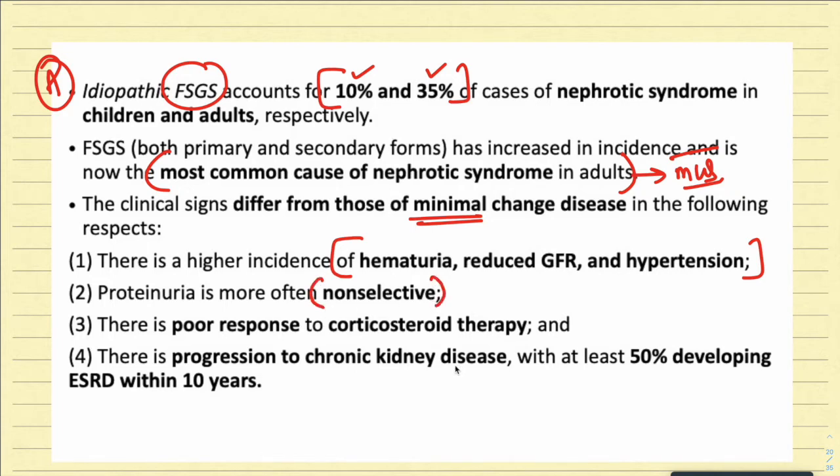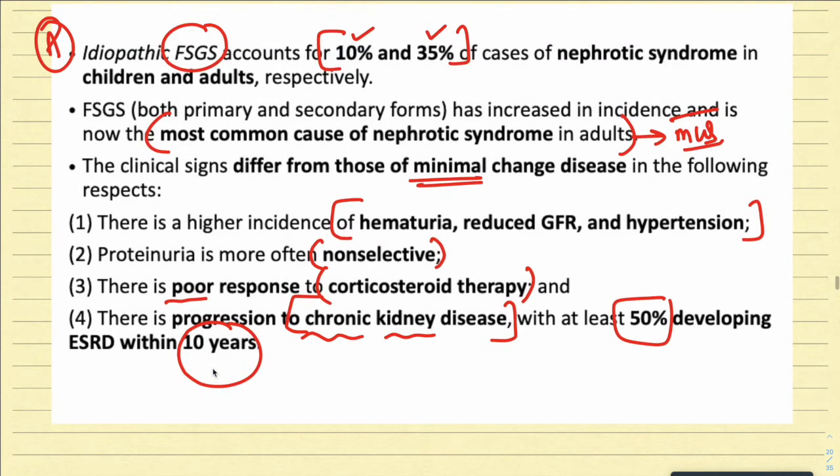If you remember, yesterday I told you in MCD, minimal change disease, there was a very good and excellent response to corticosteroid therapy, but here there is a very poor response to corticosteroid therapy. Number 4, there is a progression to chronic kidney disease, CKD, with at least 50% developing end stage renal failure within 10 years. So the rate of progression to CKD is very, very high. Is this point very clear about idiopathic FSGS and how it is different from MCD?